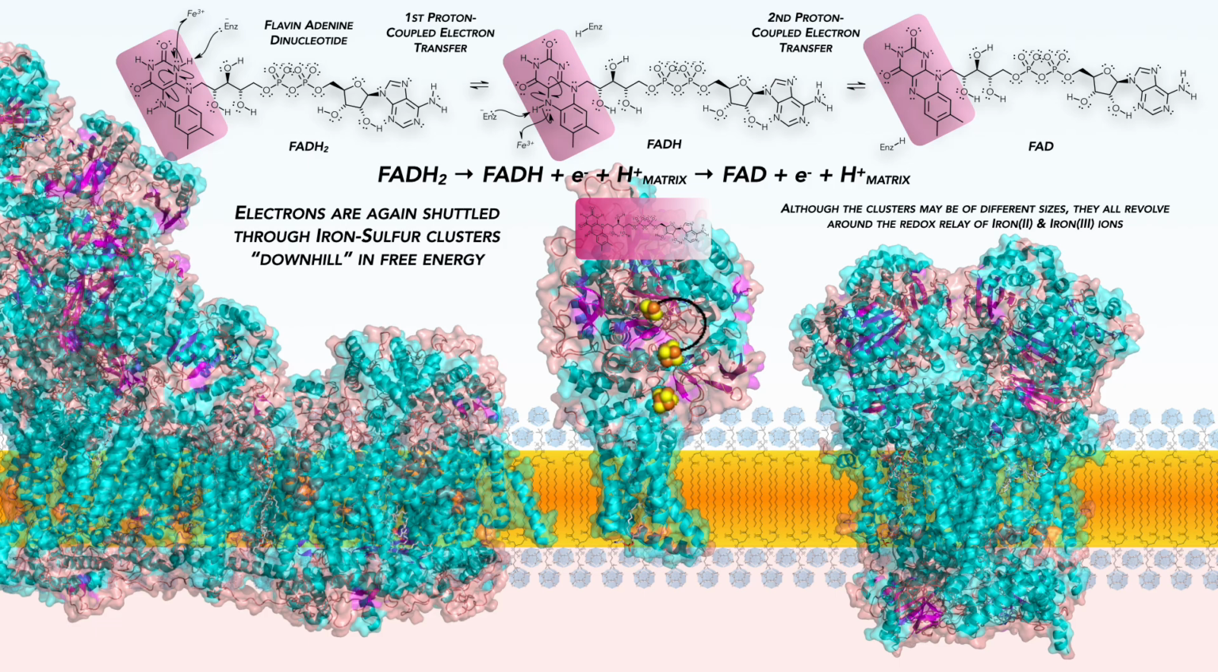Complex 2 is unique because it belongs simultaneously to the citric acid cycle and the electron transport chain. It is the same succinate dehydrogenase enzyme that oxidized succinate to fumarate. Unlike NADH, however, FAD remains tightly bound to complex 2. Electrons are again transferred one at a time through iron-sulfur clusters while reaching coenzyme Q. Each electron transfer is accompanied by a release of 1 proton from the reduced flavin.